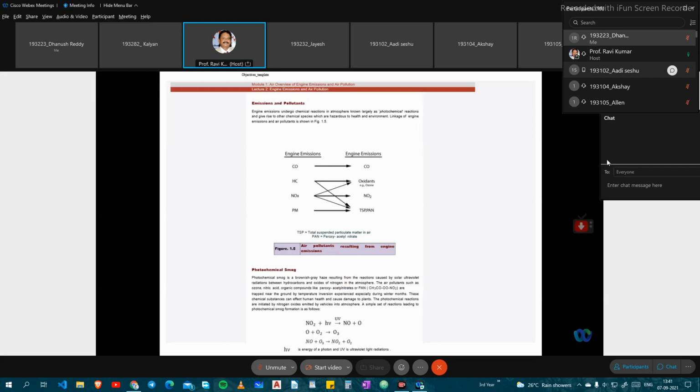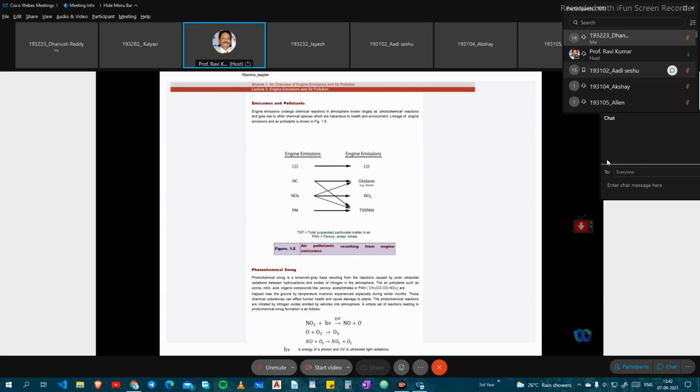The ultraviolet rays of the sun, because I told you the temperature. When the temperature is there, the temperature also has a reaction with the HC hydrocarbons, NOx and particulate matter, reacting with oxidants, and we are going to form air pollutants such as ozone, nitrate and organic compounds like peroxyacetyl nitrate. This is called PAN, and CH3CO and NO2 are the chemical equation.